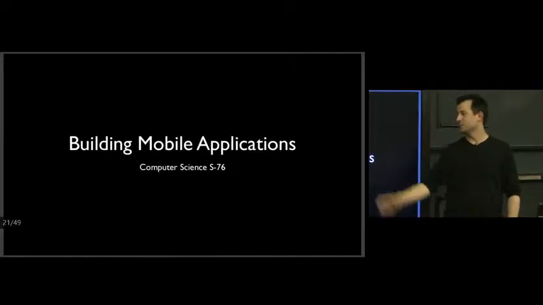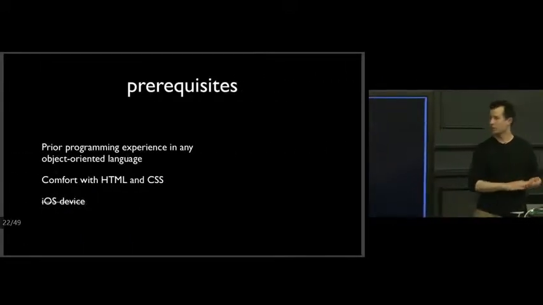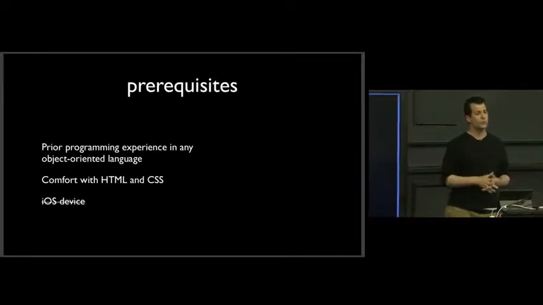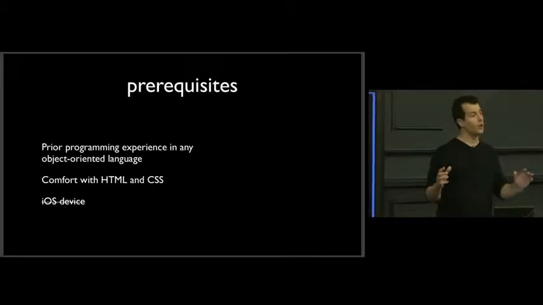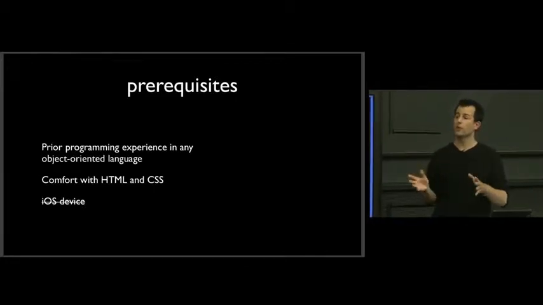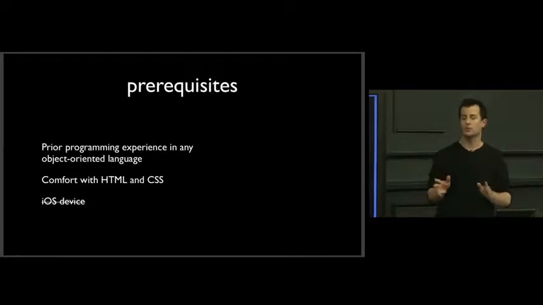So this is Building Mobile Applications. What does that actually mean? The prerequisites for the class, as you might have seen in the course catalog, are simply these. Prior programming experience in any object-oriented language. So that could be something like Java, C++, C#, or any number of other languages. But the goal is to have students in this course have comfort already on the way in with the notion of classes and objects and instance variables and class variables, even if you know some of those things by different names.